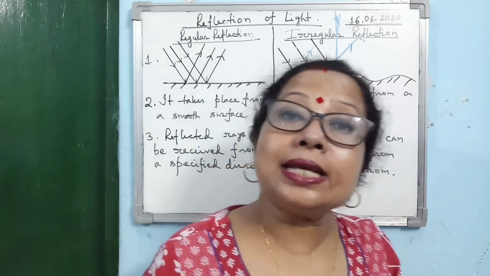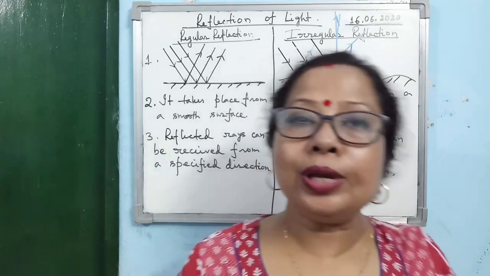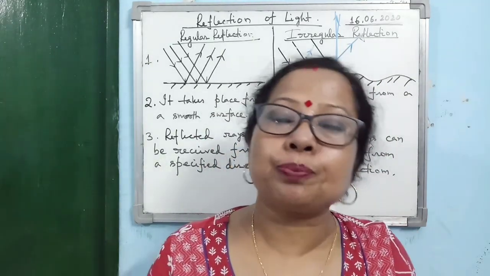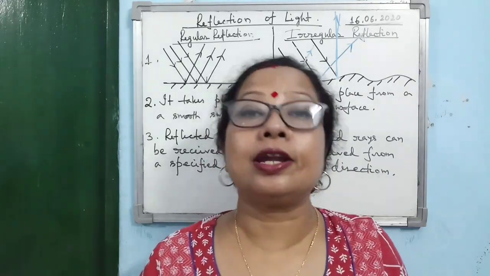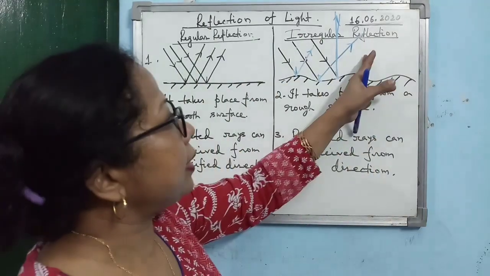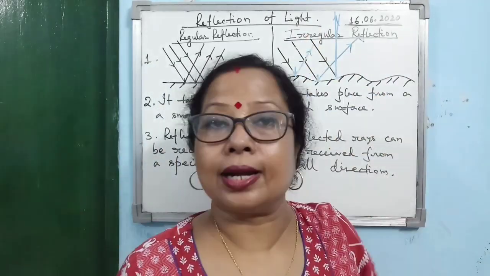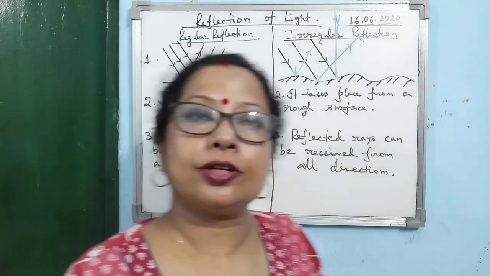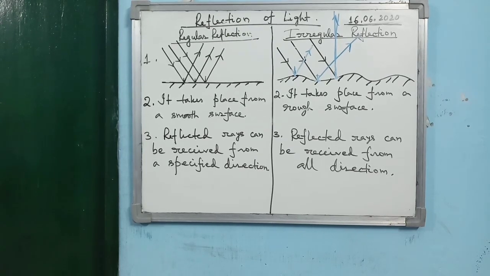So that is a practical application of irregular reflection. Whenever we want to send light in all directions, we always prefer irregular reflection, because in case of irregular reflection, the reflected light moves in all directions, and an observer standing at any position can receive the reflected light. So these are important applications of irregular reflection in our lives.